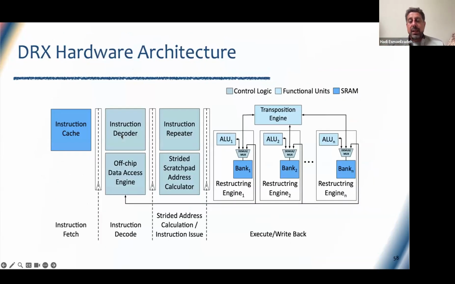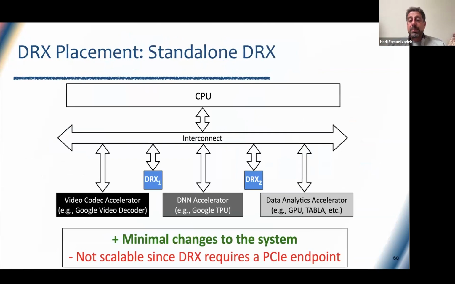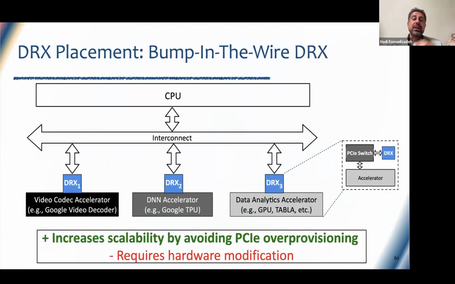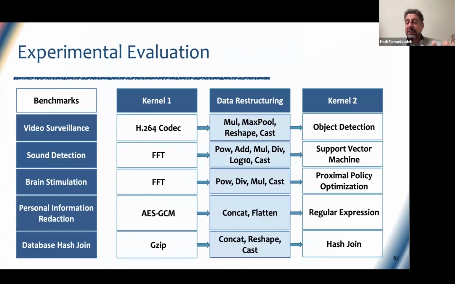In the interest of time, I'm just going to jump over some of the details, but the whole idea is that we discuss there the different ways that you can integrate data restructuring accelerators along with the accelerators that you have. And we discussed different trade-offs. I think the best results come as a bump-in-the-wire accelerator on the system interconnect. When I talk about the interconnect here, I'm not talking about a network interface card. This is not a smart NIC. This is actually a very small accelerator that augments your PCI Express. I'm just going to move on.